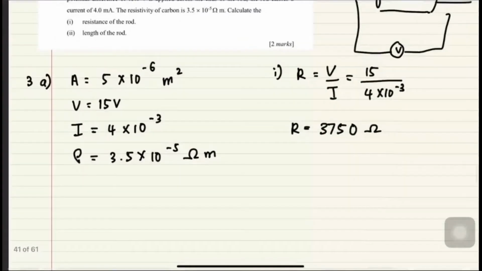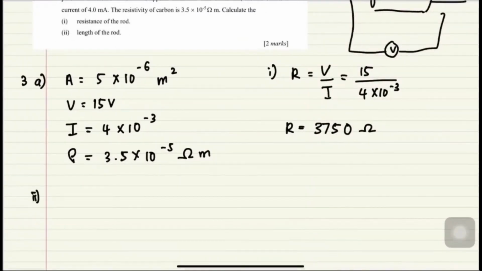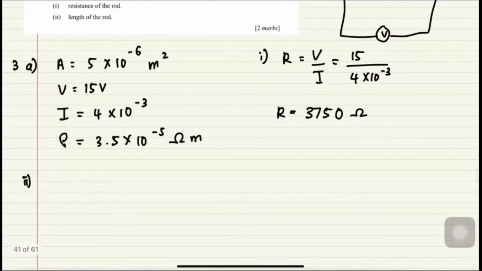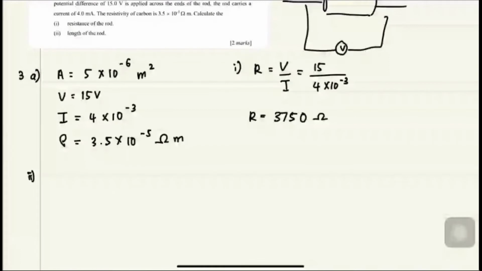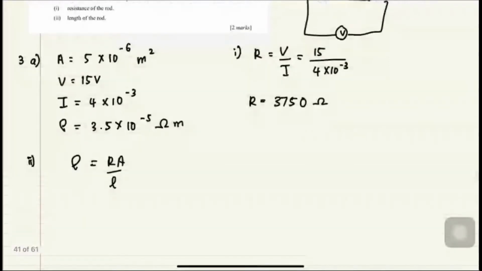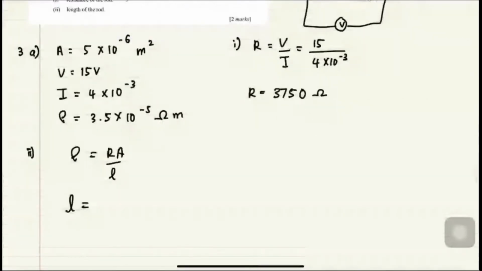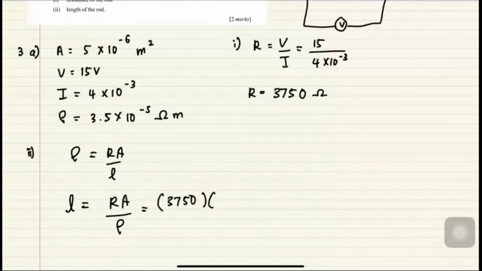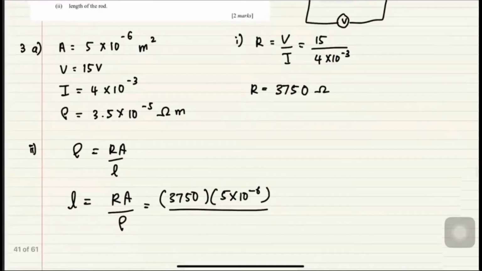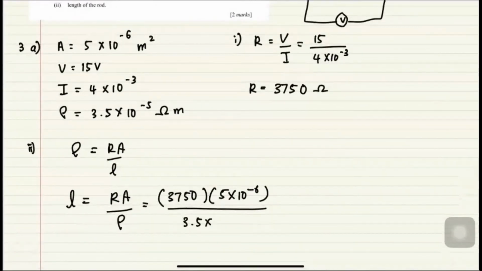Okay, then the next part, they ask you to find the length of the rod. So if you want to relate with the dimension, you have to relate with the resistivity equation. So rho is equal to RA over L. That means your L, if I rearrange, becomes RA over rho. R is equal to 3750. A is equal to 5 times 10 negative 6. Rho is equal to 3.5 times 10 negative 5.